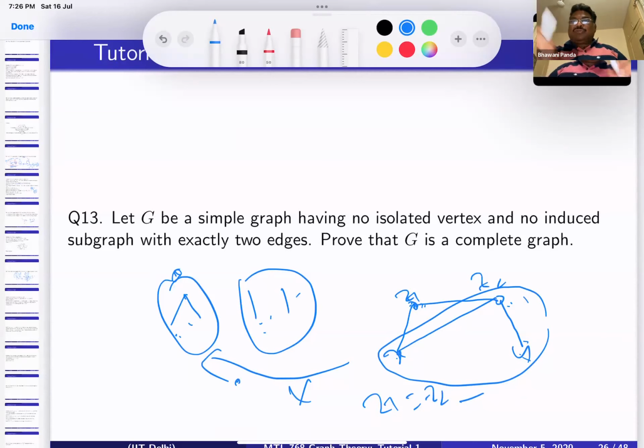So Z1 is different than Z2, and Z1 is not adjacent to Y1, and Z2 is not adjacent to X2. So if they are not adjacent, then I can take these 4 vertices of this string, so they must be adjacent. So in this case, I can take these 3 vertices, which is isomorphic to this one. So you have a contradiction. So the graph must be a complete graph.